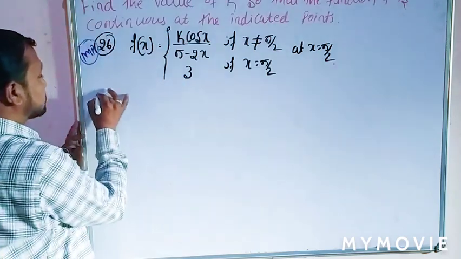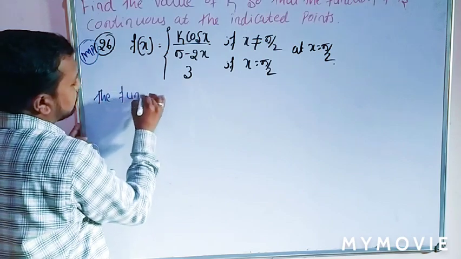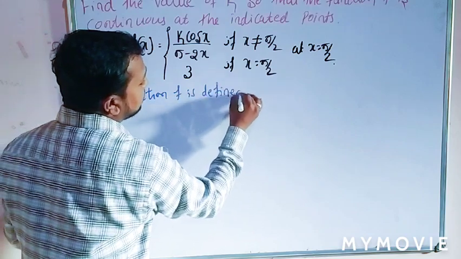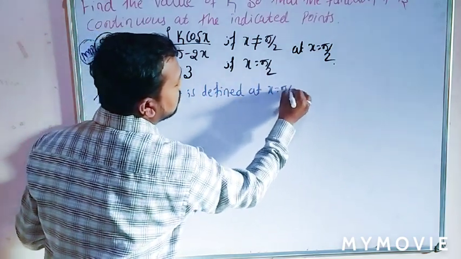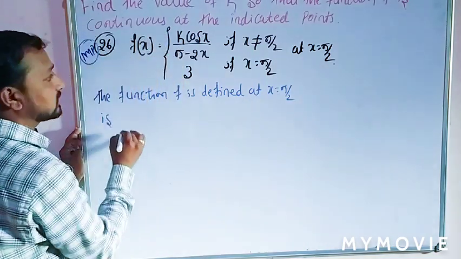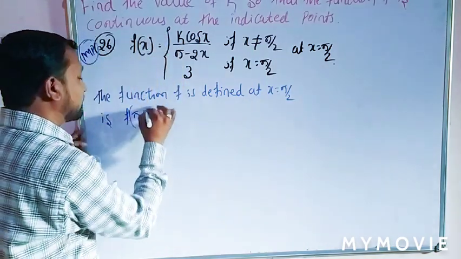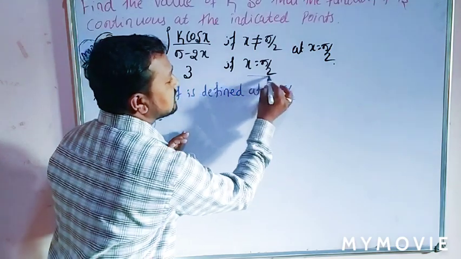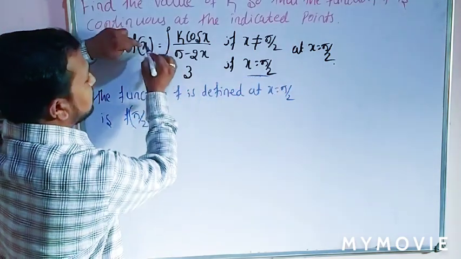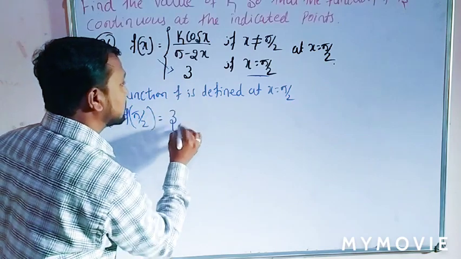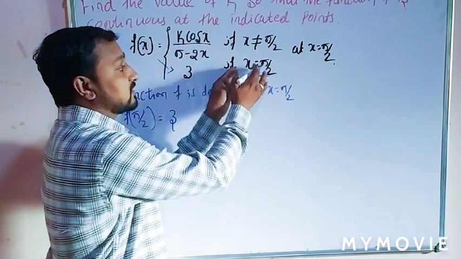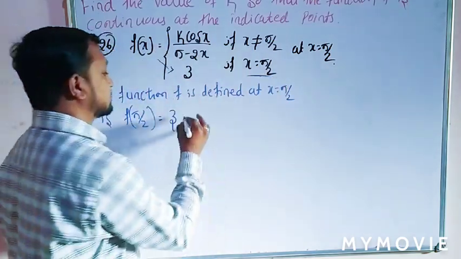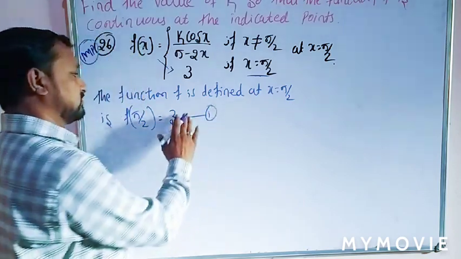Okay. So here, first of all, the function f is defined at x equal to pi by 2, that is f of pi by 2 is equal to 3. This is the constant function 3. For the value of x equal to pi by 2, f of pi by 2 is equal to 3. This is your constant function. Say this is equation number 1.